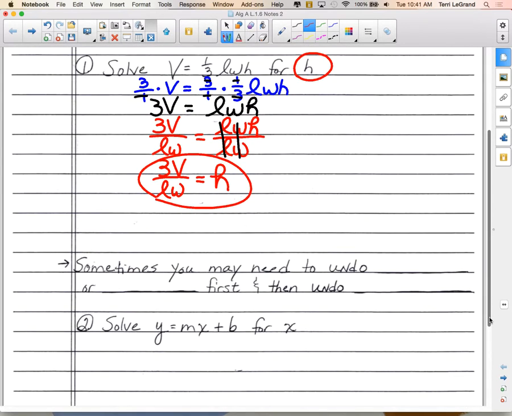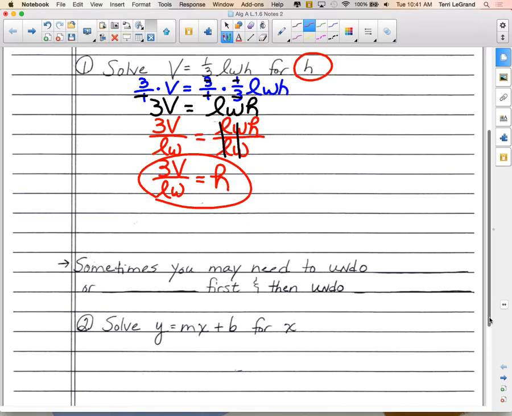So what if there had been a 1/2 there in the formula? What would we have multiplied both sides by? If there had been a 1/2 instead of a 1/3, what would we have multiplied by? 2/1. The reciprocal of 1/2, which is 2/1. Okay, anybody have any questions?